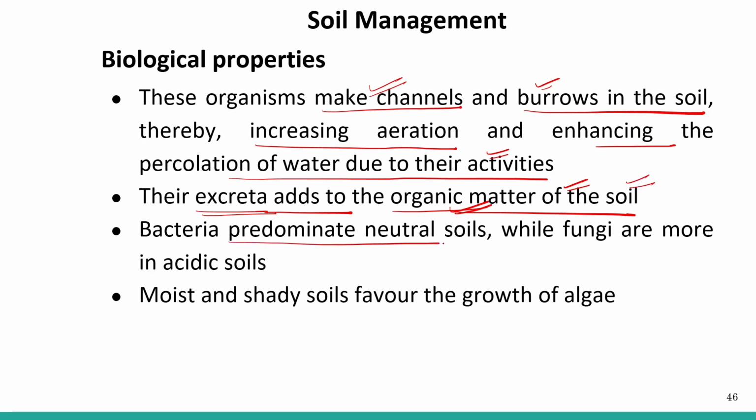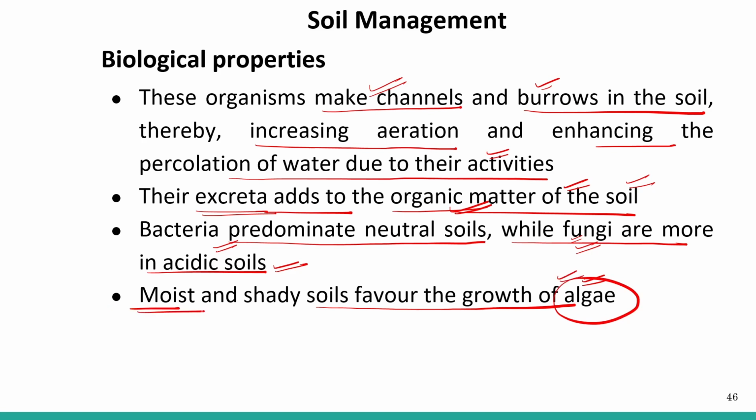Bacteria predominate in neutral soil, while fungi are more in acidic soil. So when the soil is neutral, more bacteria are there, and when the soil is slightly acidic, fungi are also present. Moist and shady soil favors the growth of algae. Very important: for algae, the soil must be moist and shady.